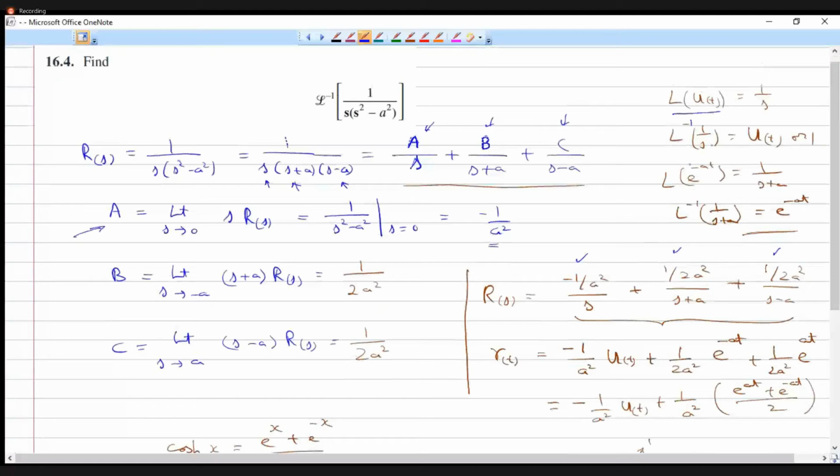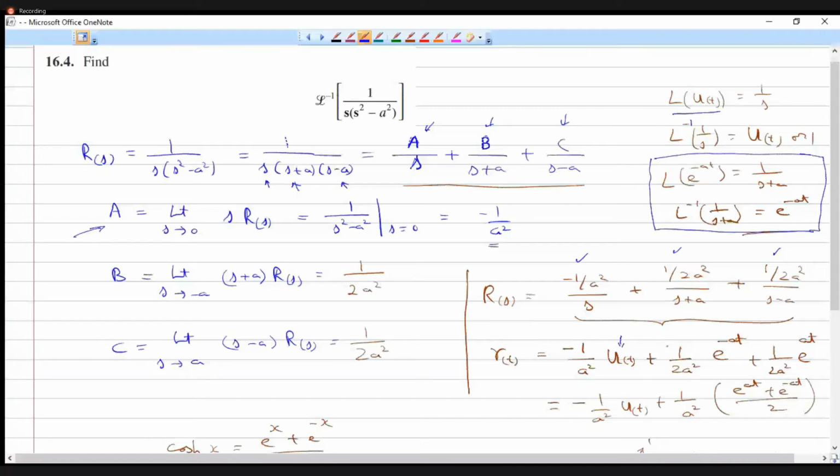Then you have to use the linearity property of the inverse Laplace transform. You can retain this constant using the linearity. You are multiplying it, so just retain 1 by a square, and you can either write it as u of t or equal to 1. Okay, it is up to you. Then for the second part, you already know the Laplace transform of e power minus at is equal to 1 by s plus a. So the inverse Laplace transform of 1 by s plus a is e power minus at, then apply to the second part.